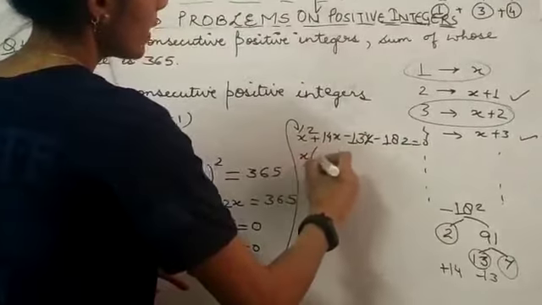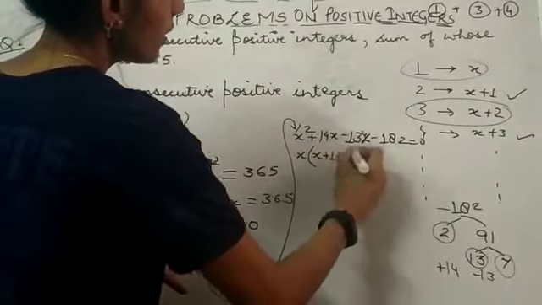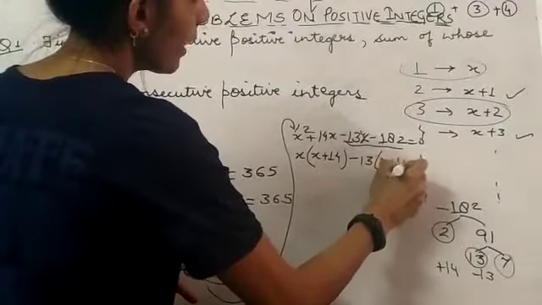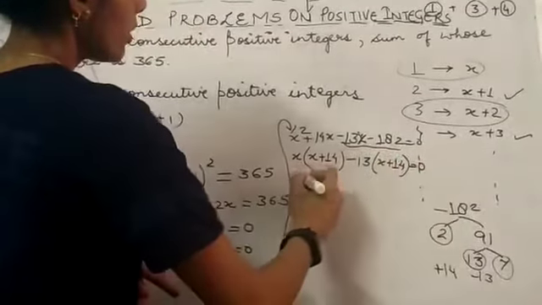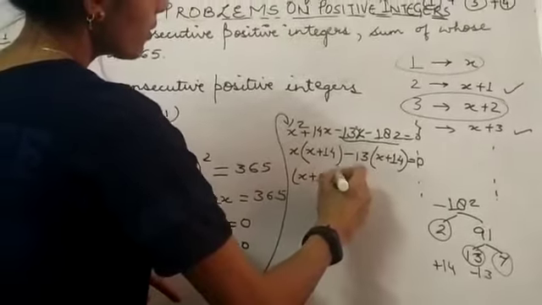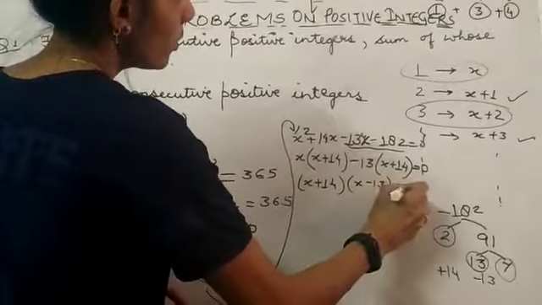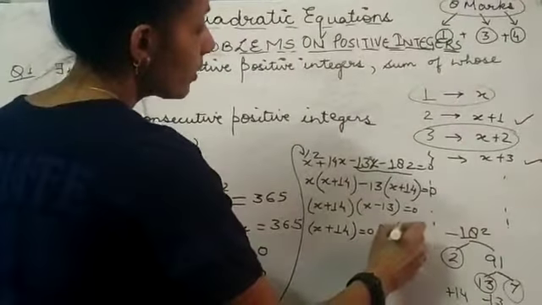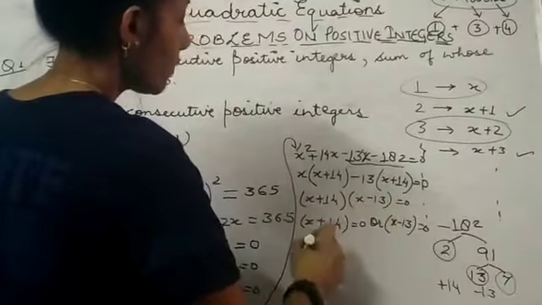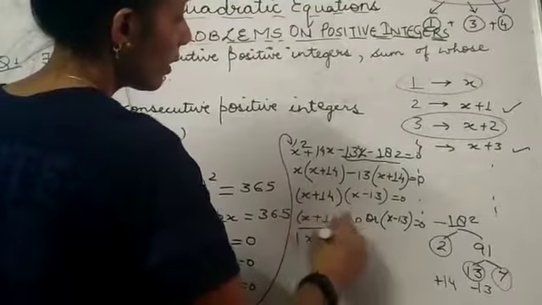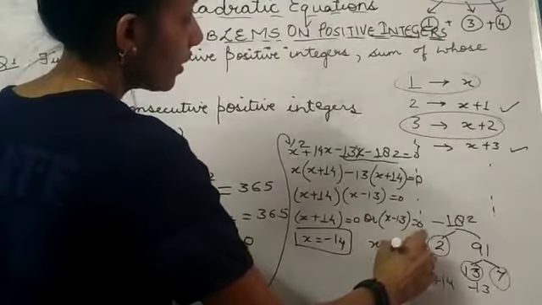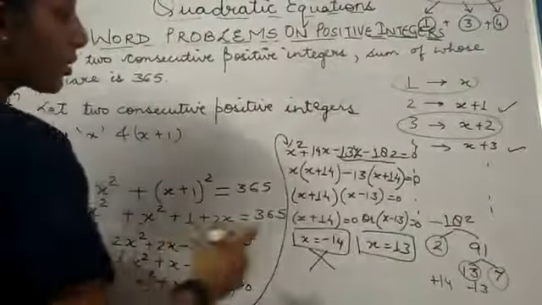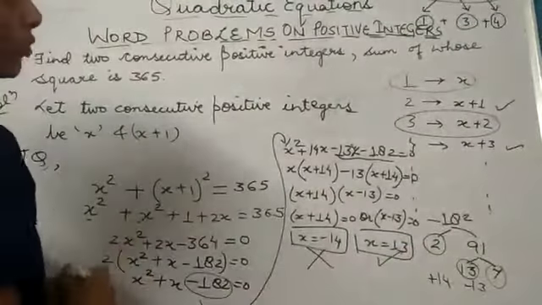Out of this I can take x common, this is x plus 14. Out of these two I can take minus 13 common, so it will be again x plus 14 equal to 0. x plus 14 is common and x minus 13 equal to 0. That means either this is 0 or this is 0. This will give me the value minus 14 and this will give me the value plus 13. This we are going to reject since in the question positive integers are asked. So x equal to 13 will be taken into consideration.